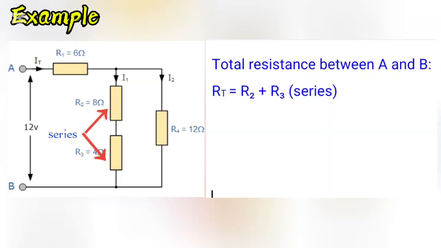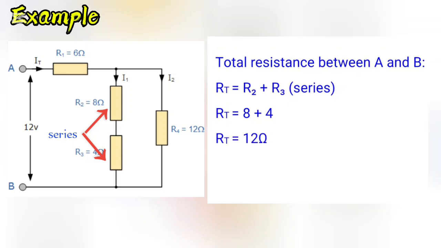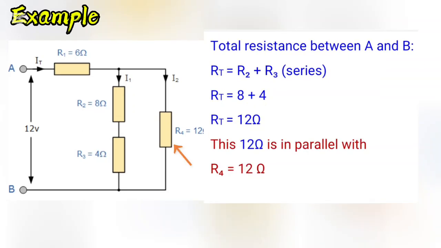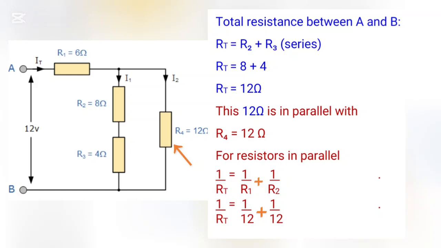Looking at the diagram, R2 and R3 are in series. So R is equal to R2 plus R3. Substituting, R is equal to 8 plus 4. R is equal to 12 ohm. This 12 ohm is in parallel with R4, which is also 12 ohm. For resistors in parallel, 1 over R is equal to 1 over R1 plus 1 over R2. Substituting, we have 1 over 12 plus 1 over 12.